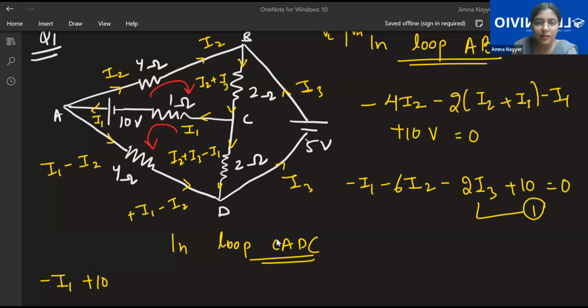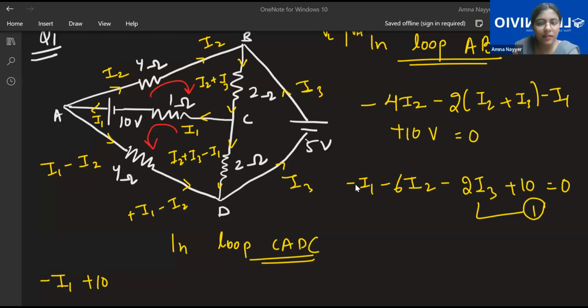Ubaidullah, I'm not able to listen. Did you understand this 10 and minus I1? The last equation, I'm not able to listen. Minus this I1, minus 6. Yes. Why are you not able to understand this one? Minus I1, minus last I1.